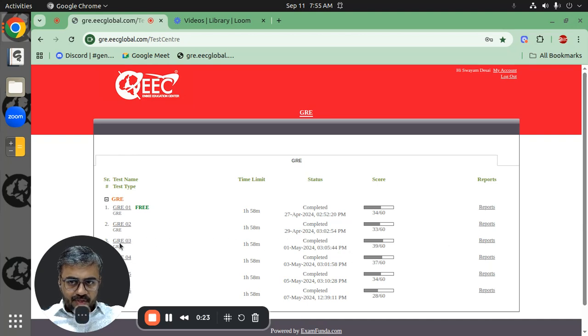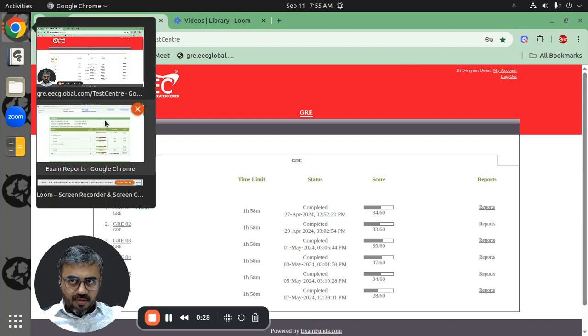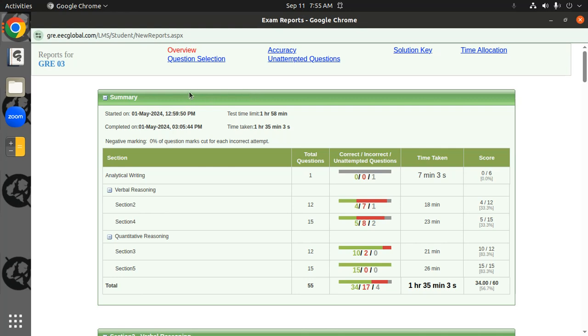I'll generate the report of GRE test 3. I'm clicking on the reports. Once I click on the reports, I'll be landing on this particular page where the software has categorized the analysis in 6 parts: the overview, your analysis on the basis of question selection, accuracy, how many questions you have not attempted in the given time, solution key, and time allocation.